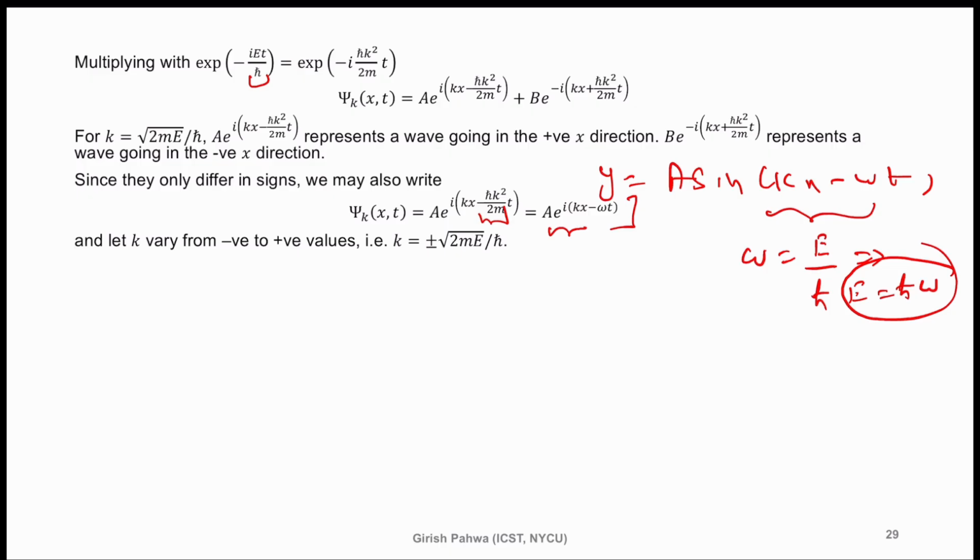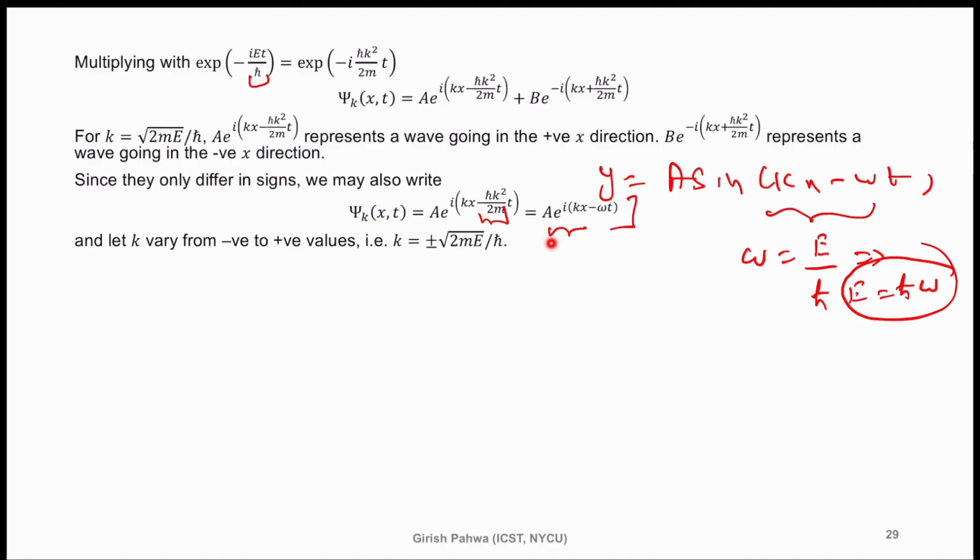And k can be plus and minus. So I assume k square equals 2mE by h bar square, but because k can now take positive as well as negative values, it will be plus minus under root of 2mE over h bar square. Now this is the solution of the free particle.